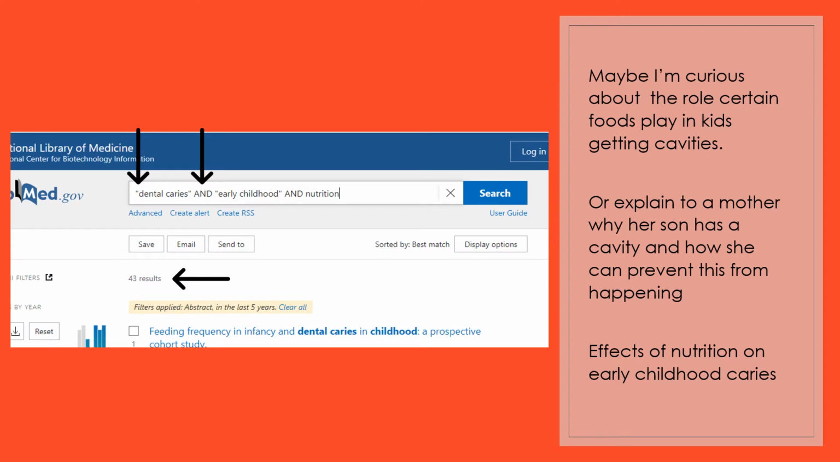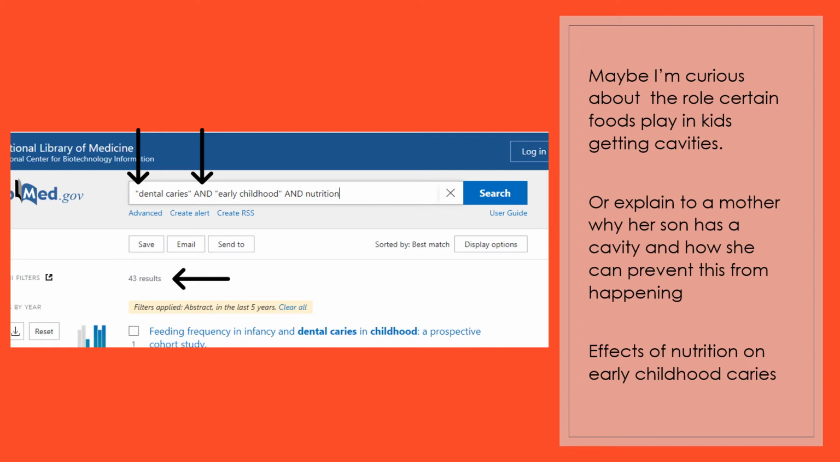Okay, so maybe I'm just really curious about the role that certain foods might play in kids getting cavities. Maybe my daughter got a cavity and I'm like, but I never feed her sugar, you know? And so then I'm looking for other foods, other nutrition that might play a role in that. Or maybe I have a patient that comes in and the mom asks me why her son has a cavity and what she can do to prevent that from happening, right? And I know you guys learn all about this in nutrition. Or maybe I'm going to write a paper about the effects of nutrition on early childhood caries.